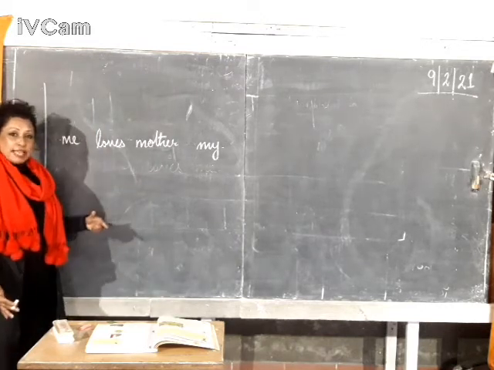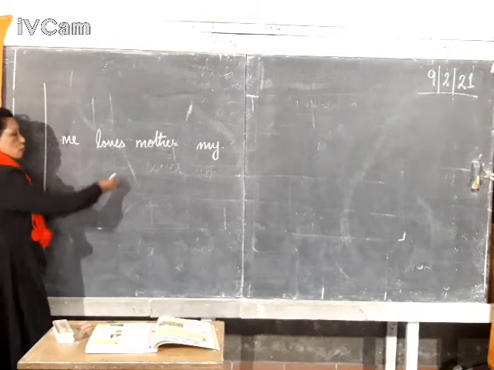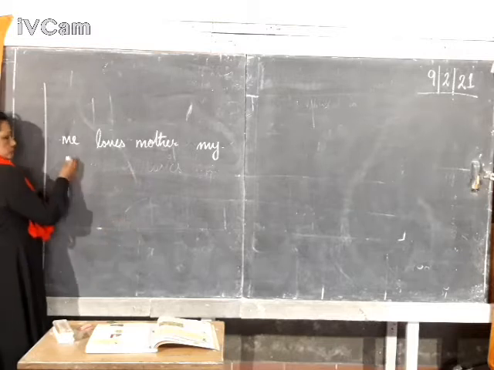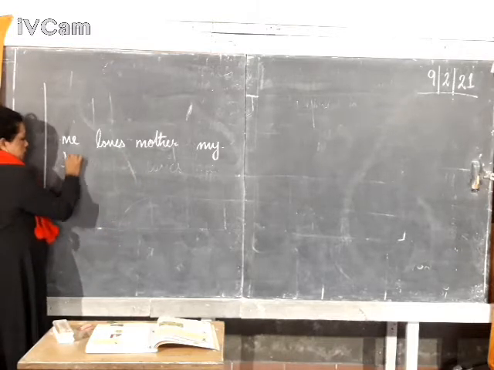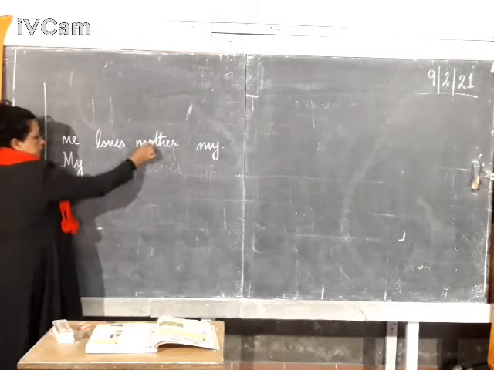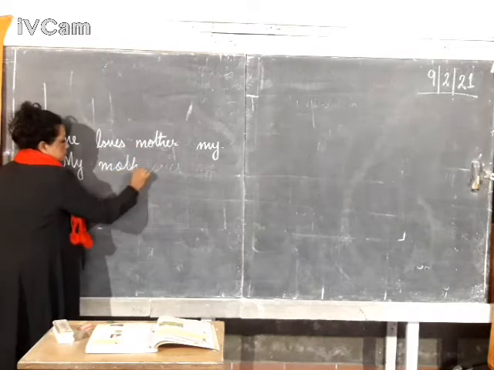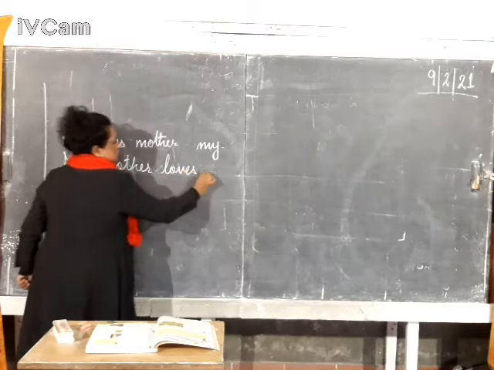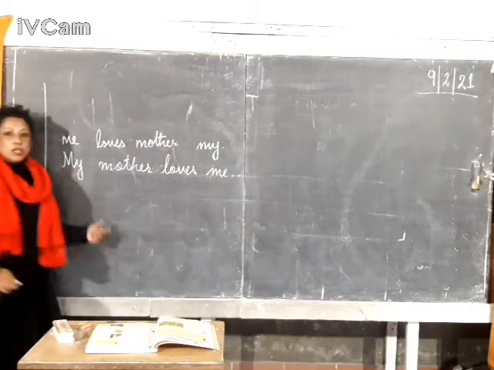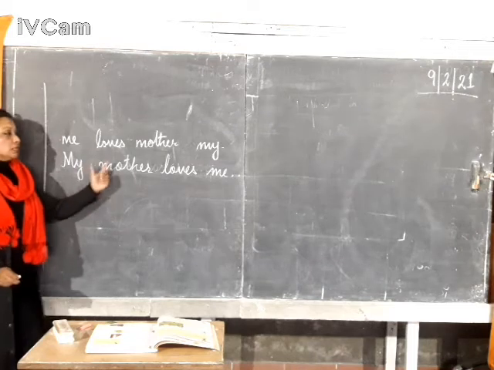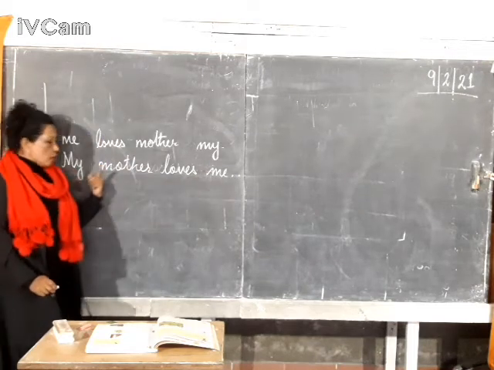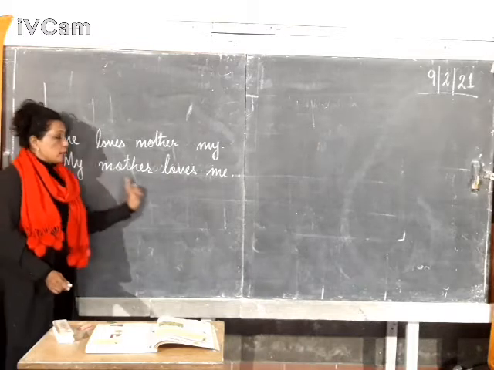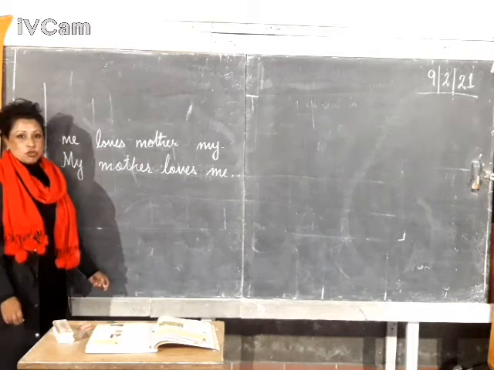So to make sense, what are we going to do? I'm going to arrange these words. All these words, again, I'm going to rearrange it. So I'm going to start with my, then I write this, mother, then... now look at this. My mother loves me. Now when I read the same group of words, arranged, and when I read it out, now do you understand it or not?